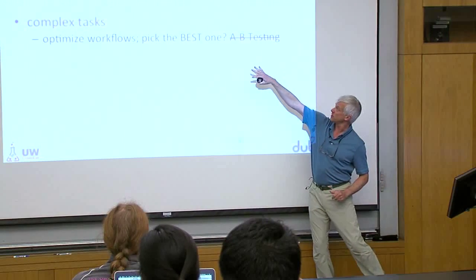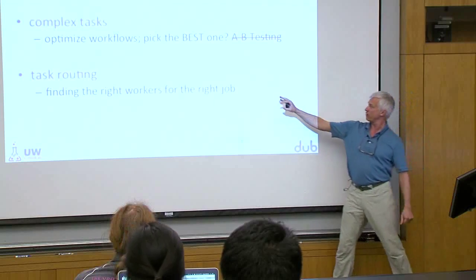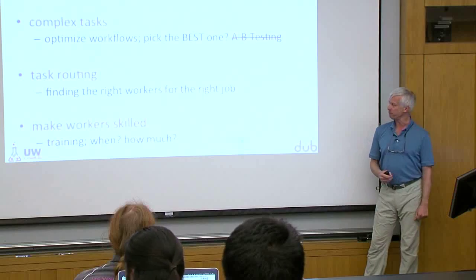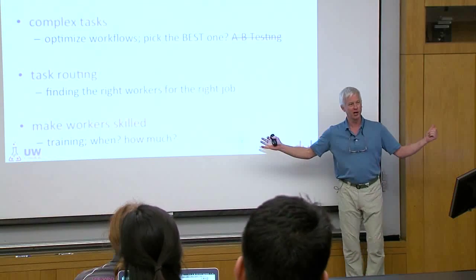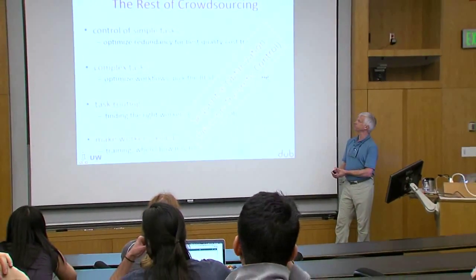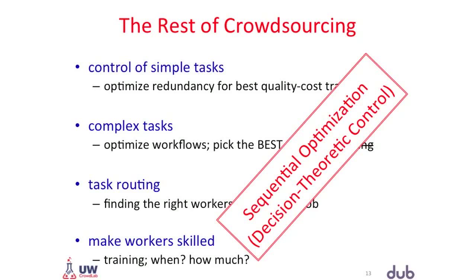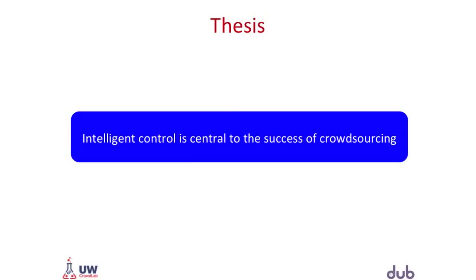I'll talk about controlling simple tasks, talk about controlling complicated tasks, how do we optimize workflows, talk about routing tasks to the right workers, and also talk about how do we actually use AI techniques to figure out how to teach crowd workers effectively. So all of these approaches are based on sequential optimization and a formalism called partially observable Markov decision processes, which I'll come to shortly. Okay, so the overall thesis of the talk is that intelligent control and POMDP algorithms are central to the success of crowdsourcing.